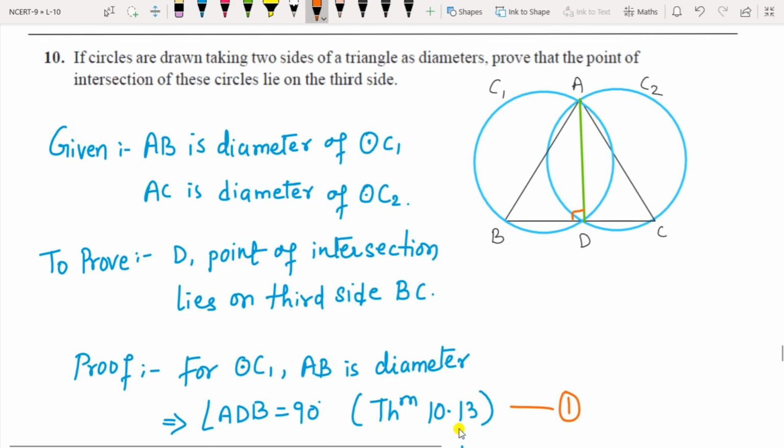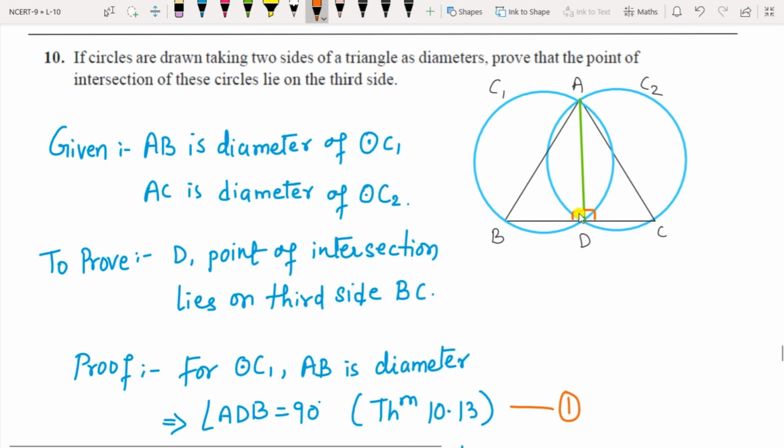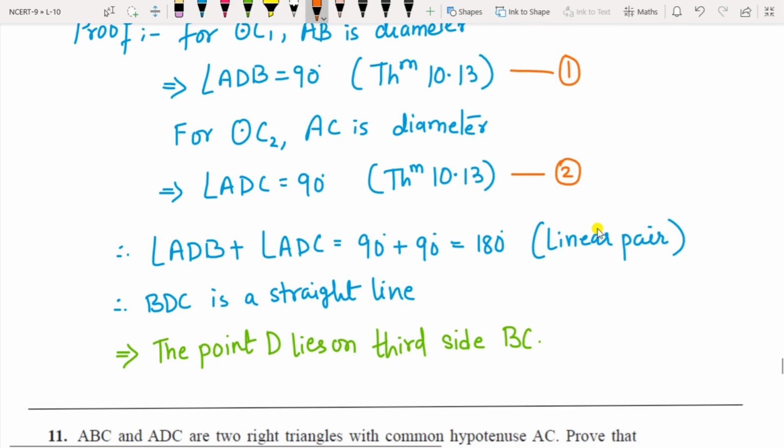Then for circle C2, AC is the diameter here, and therefore this is an angle in the semicircle. So this angle will also be equal to 90 degrees. Now they are a linear pair, so you have to add these two angles because they are on a straight line. So 90 plus 90 will become 180. That shows that it is a linear pair, and therefore BDC is a straight line, and therefore point D lies on the third side BC.